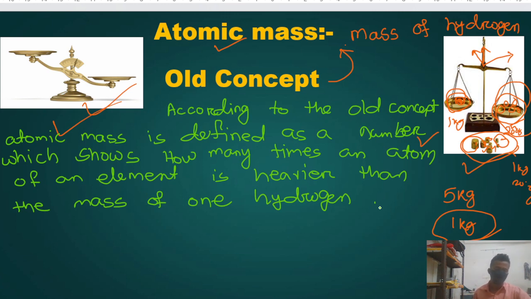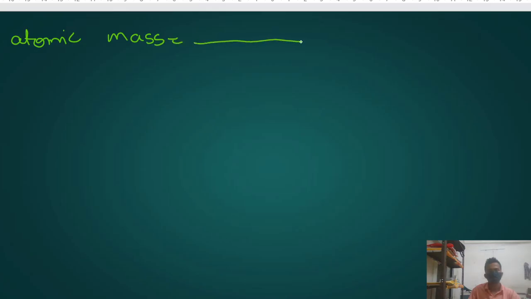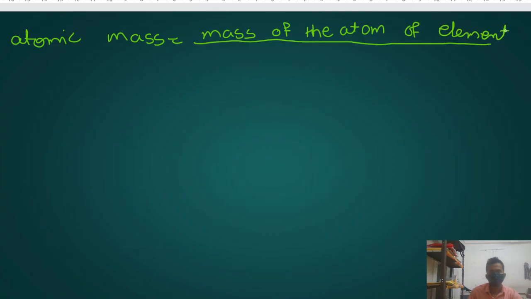Simply, I can write the formula for the atomic mass here: atomic mass is equal to mass of the atom of an element divided by mass of a hydrogen atom.